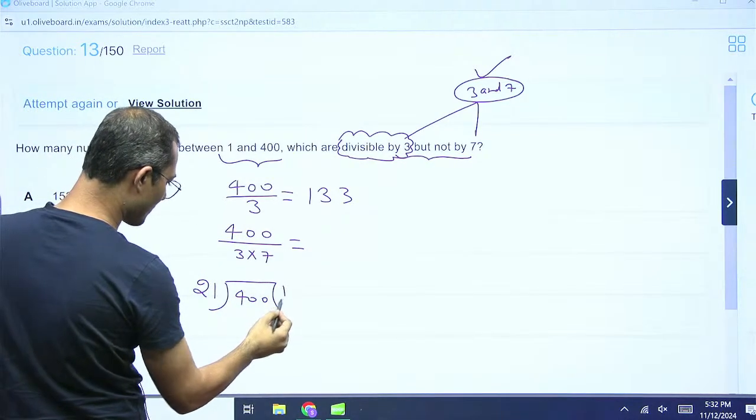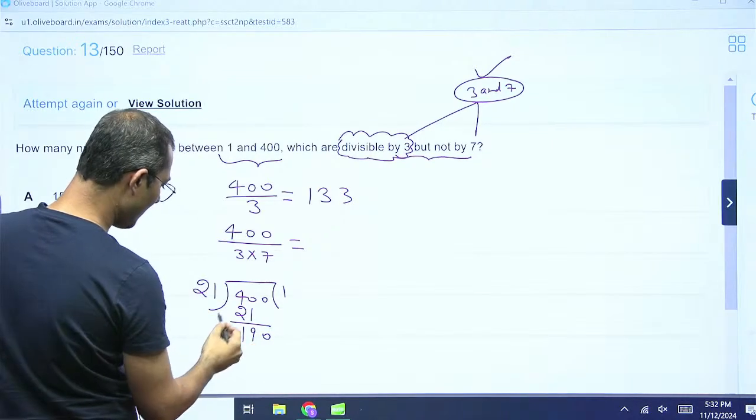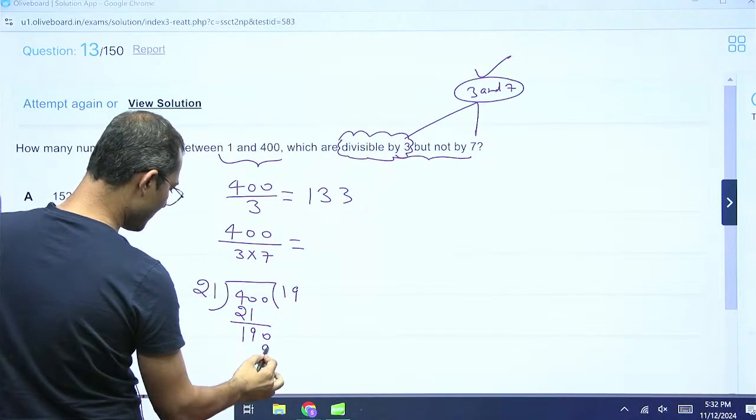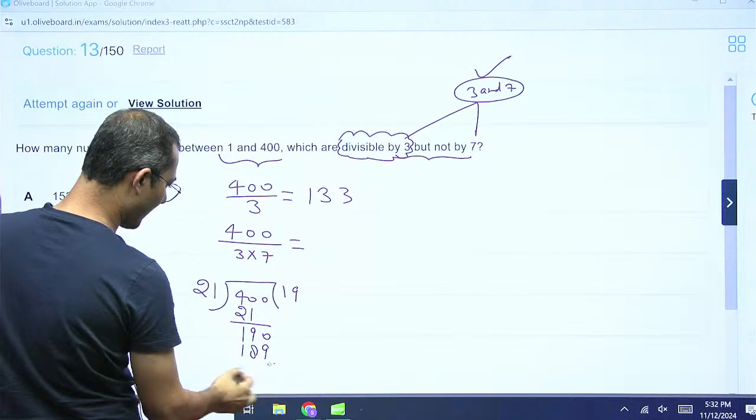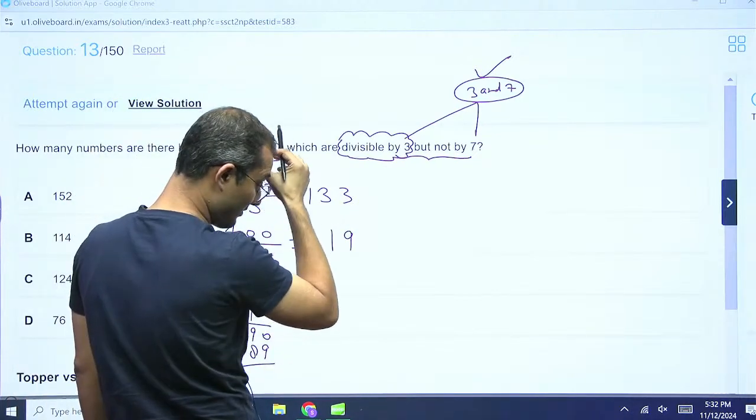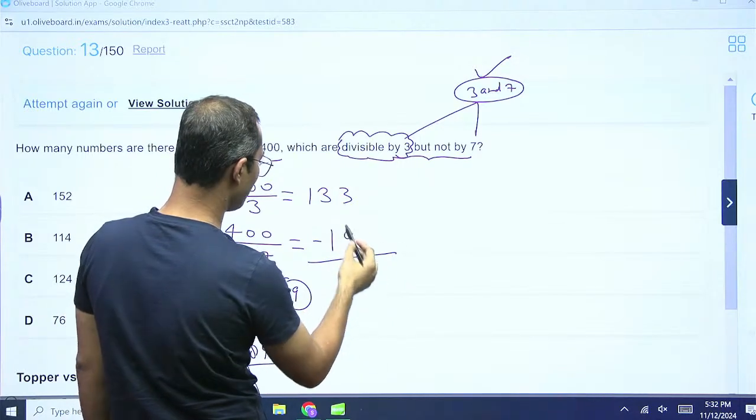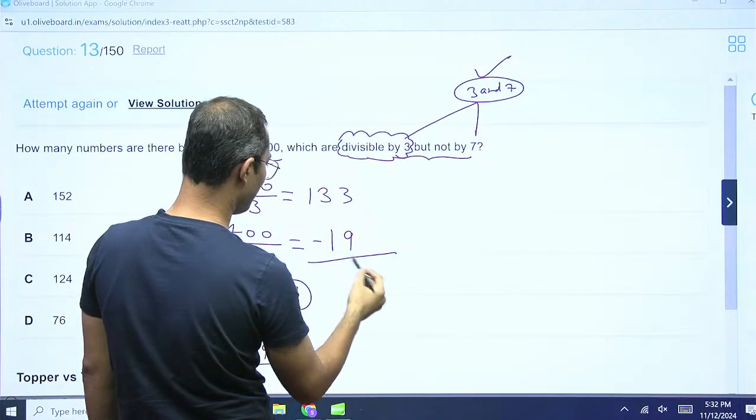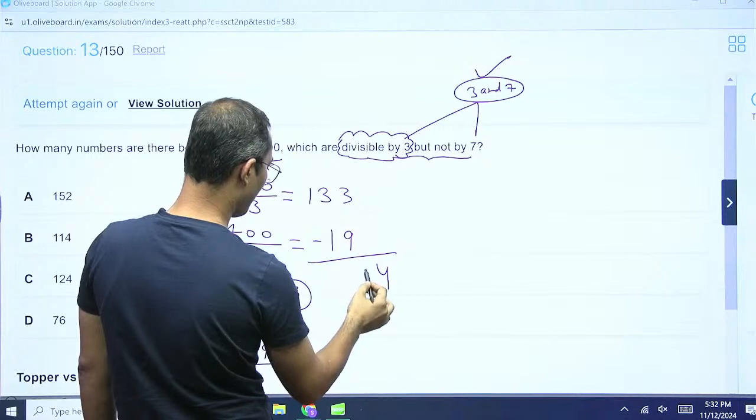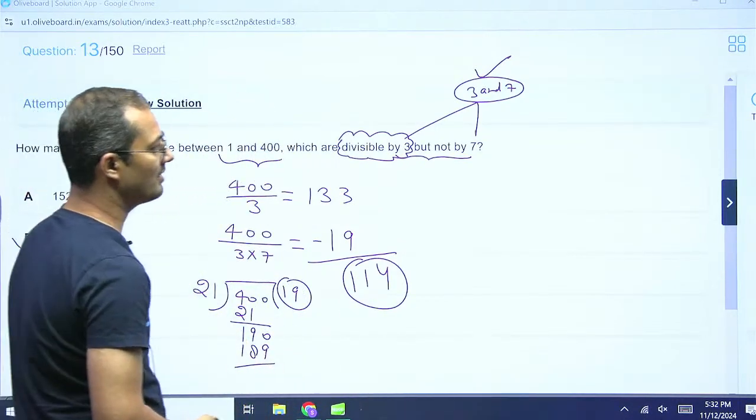So we can say that 21 is the divisor, right? So how much? 9 1s are 9, 9 2s are 18, right? So there are 19 numbers which are divisible by 7 also. So we can say that the answer would be 133 minus 19, how much? 114. So 114 is the right answer.